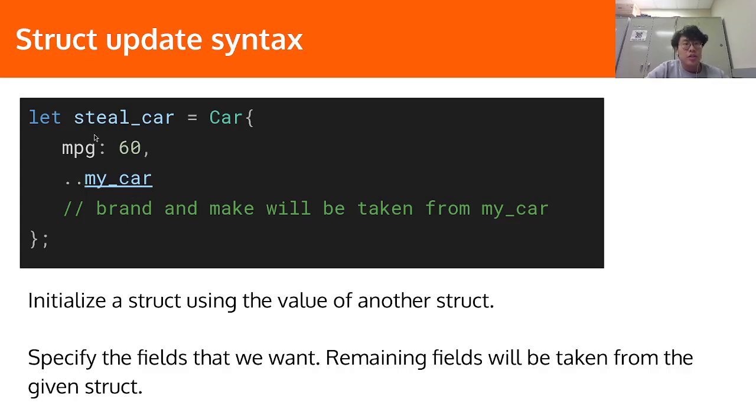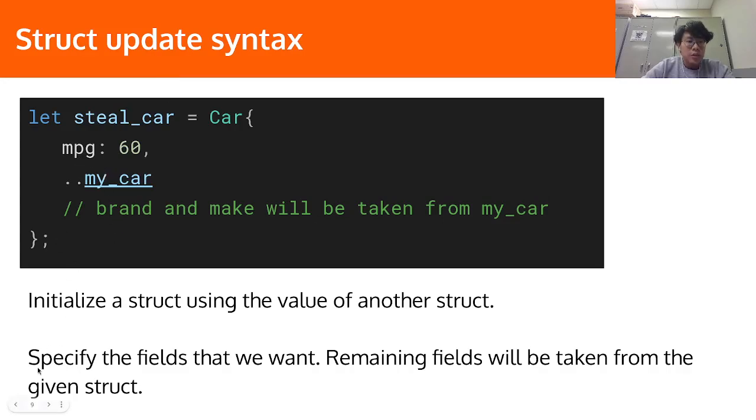Now I want to create a new struct called steal car, of type car, where I redefine the MPG to be 60, but for all the other values, I want them to be the same as my car, so I don't want to have to redefine them. So what can we do here? We can use this struct update syntax, which is essentially as we've seen here.